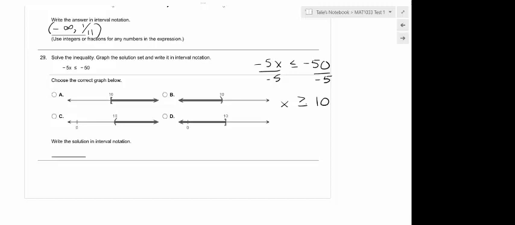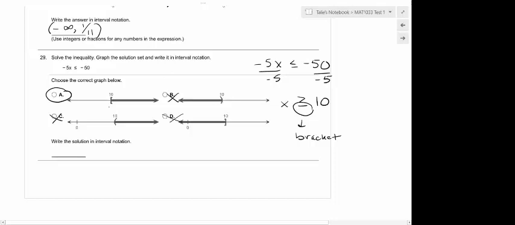So looking at your answer choices, is it going to be A, B, C, or D? A. A, very good. It's going to be a bracket because you have the equal sign here, so that's how you know it's going to be a bracket. So you can automatically eliminate this one and this one. You can eliminate the ones with parentheses. And then it's greater than, so you're going to shade to the right, so that's how you know it's answer A and not answer D, which shades to the left.